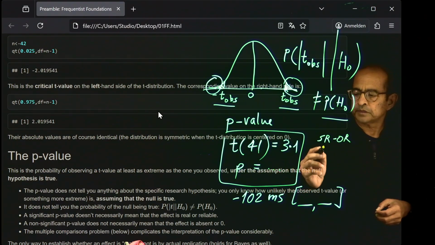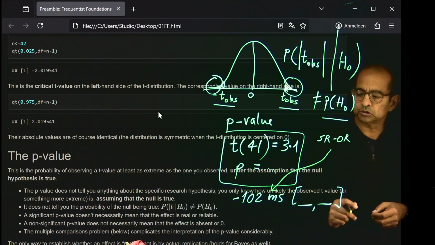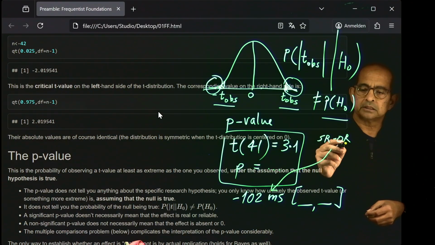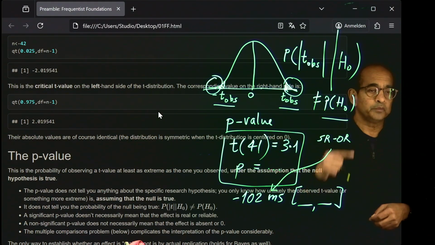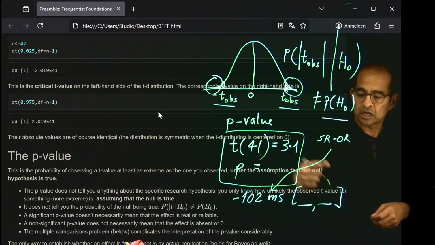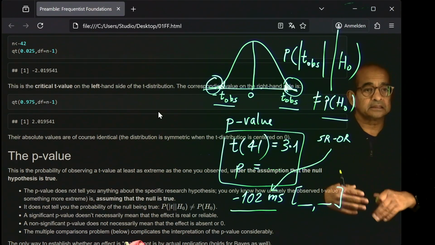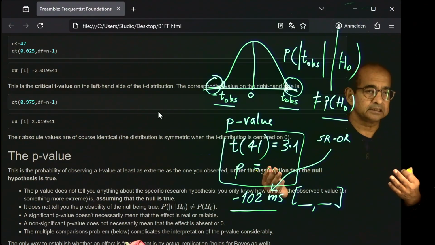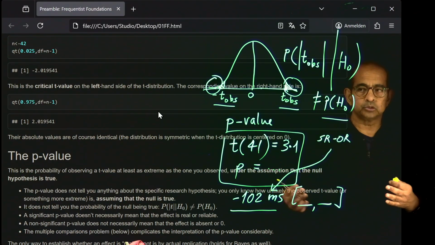And so if the difference in reading time between the two conditions is minus 102 milliseconds, let's say, in that case, we do not have, through the p-value, direct evidence for the claim that subject relatives are easier to process than object relatives. Rather, we have strong evidence against the null hypothesis that there is no difference between the two conditions.